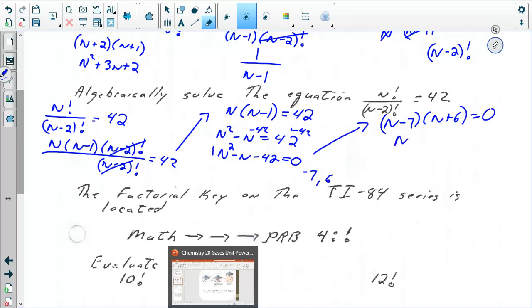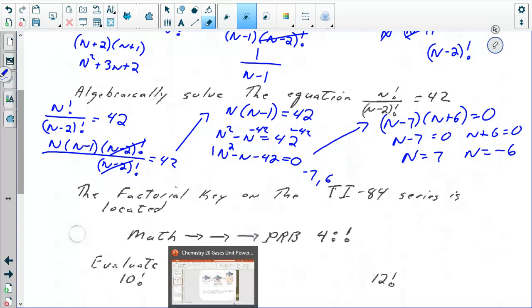The only way that that's going to be the case is if one of the factors is 0, so we have two solutions. N is equal to positive 7, n is equal to negative 6. So we turned an equation that had factorial notation in it into an equation that was quadratic, second degree, and we get two solutions.